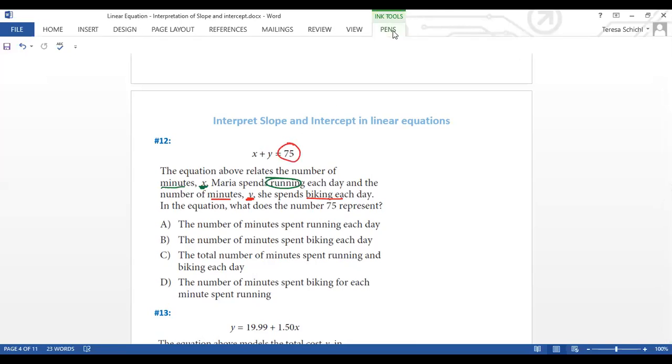Well, this one is pretty easy, right? That means just the total amount of Maria's running and biking, right? So let's see which one is here. The number of minutes spent running. No, right? I have y. The number of minutes spent biking. No. So the total number of minutes spent running and biking, right? Okay, so what is here? So it's C. The total number of minutes spent running and biking each day. Okay, that's it.